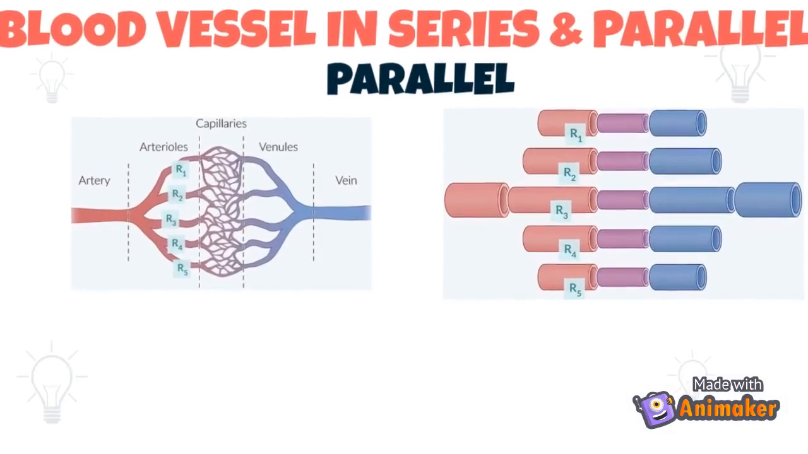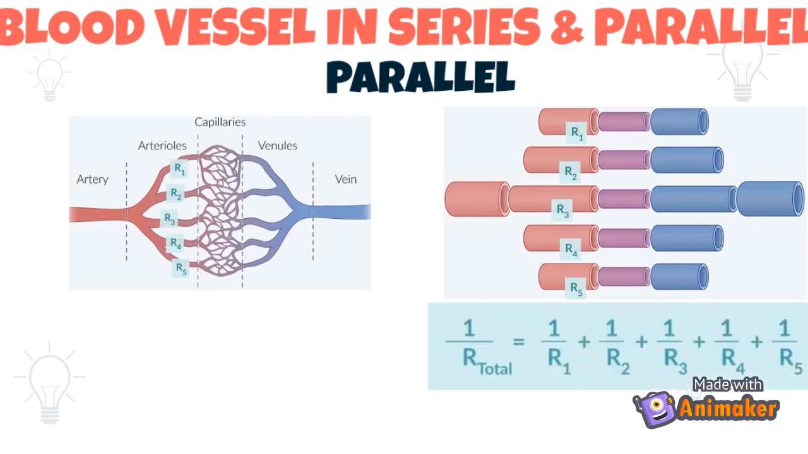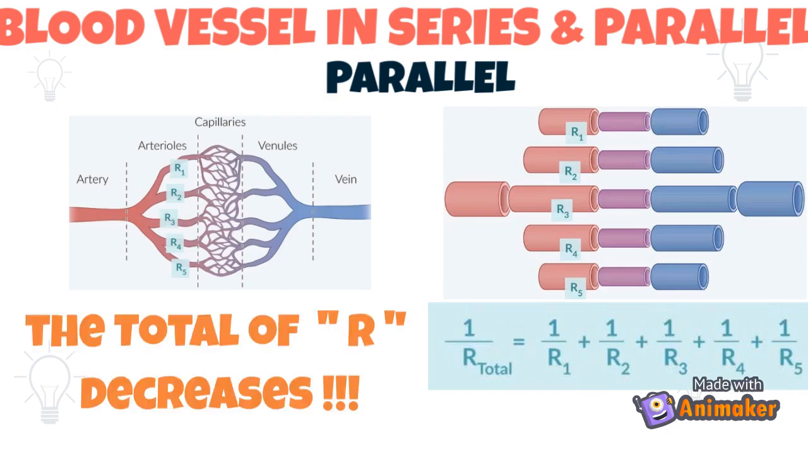Therefore, there are two types of arrangement in Ohm's law. The first is the parallel circuit that comprises branches so that the current divides and only part of it flows through any branch, as in the given figure. When looking at the expression, it greatly reduces the total resistance of the capillaries.